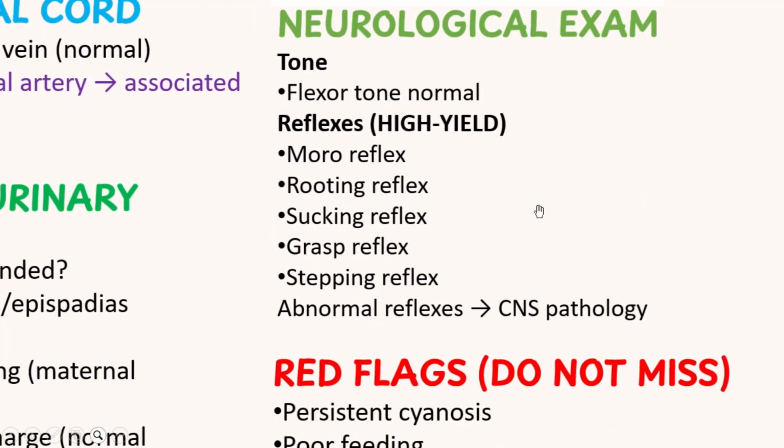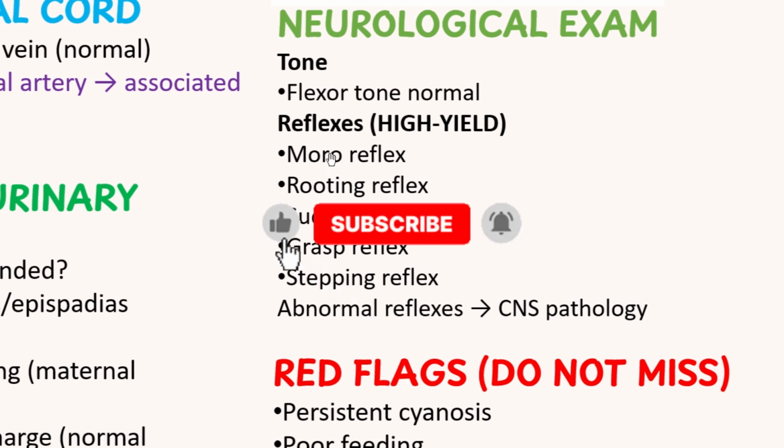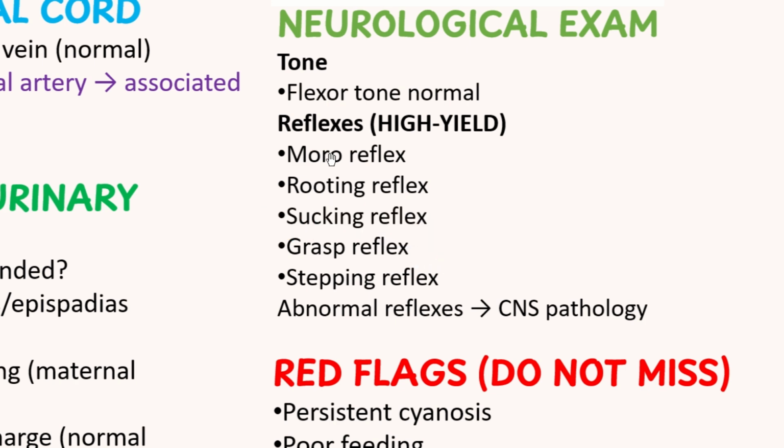When you do the neurologic exam, look out for things like tone. Flexed tone is good. Flabby baby is not good. You want to do the reflexes, and babies have a set of high yield reflexes. Not the Moro reflex, not the rooting reflex. The Moro is when you hold the baby in a safe way, and when you try to drop them, you see as if they're trying to hang on to their life. They're trying to grab whatever they can in the air. That's the Moro reflex.